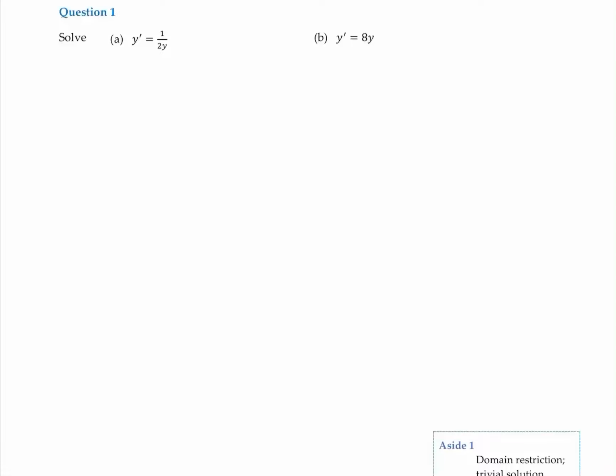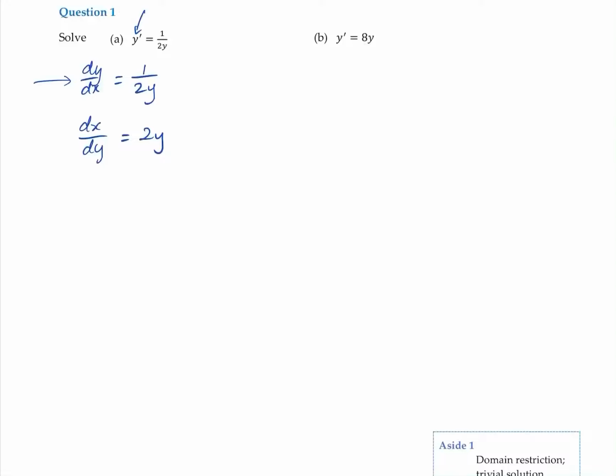Y dash is 1 over 2y. Well, the first thing we need to do is write it as dy dx equals 1 over 2y. I deliberately wrote it like that so that we could make a big deal about how we need to write it in this form. And then the awesome thing we can do is turn them upside down: dx dy equals 2y over 1, or just 2y. We're taking the reciprocal. Can you do that? Yes, you can. Can I justify that? Maybe, later.